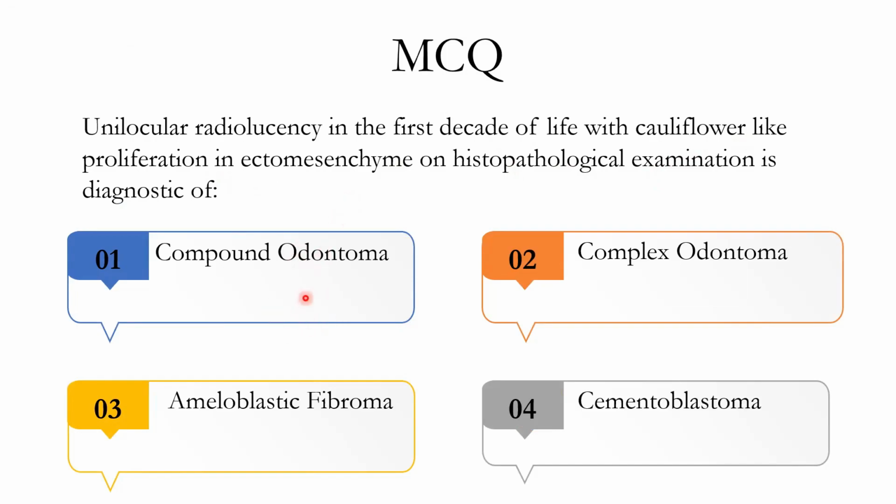So in compound odontoma and complex odontoma, we'll see tooth-like structures. There is no mention of that here. In cementoblastoma, we see calcified tissue with reversal lines. Again, there is no mention of that in the histopathological features. Unilocular radiolucency could be a radiographic picture of any of these. So because we ruled out compound odontoma, complex odontoma, and cementoblastoma based upon their histopathological picture, ameloblastic fibroma has to be the answer for this.